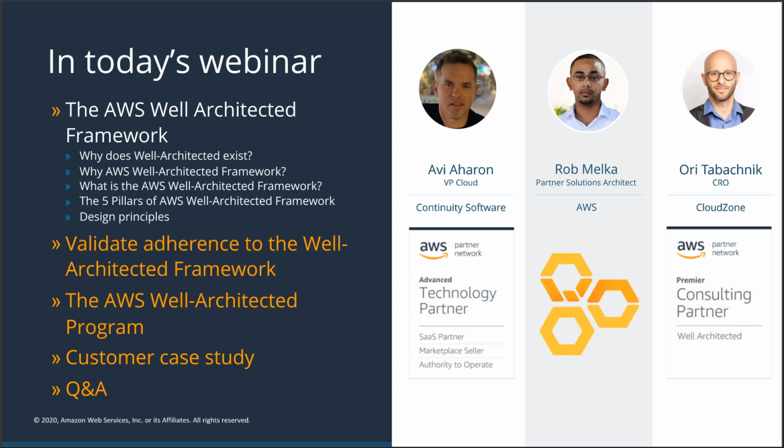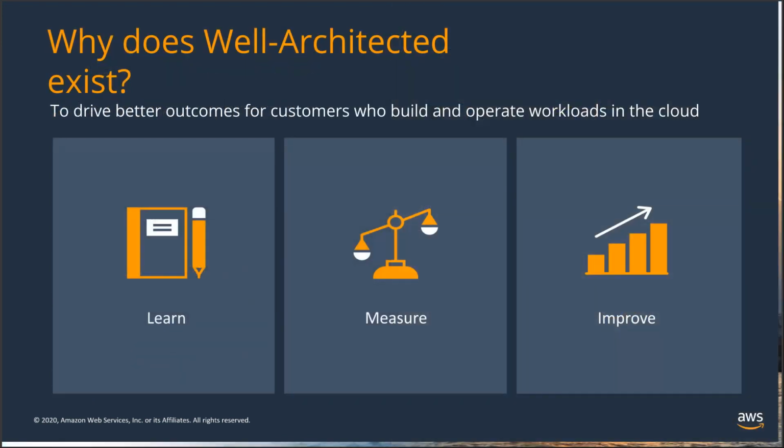So, Rob, let's begin. Why does the well-architected framework exist? Thanks, Gil. The main reason behind the well-architected is to drive better outcomes for our customers who are building and operating workloads in the cloud. A lot of you might have already heard of the well-architected tool within the AWS Management Console, but well-architected is a lot more than just the tool itself.